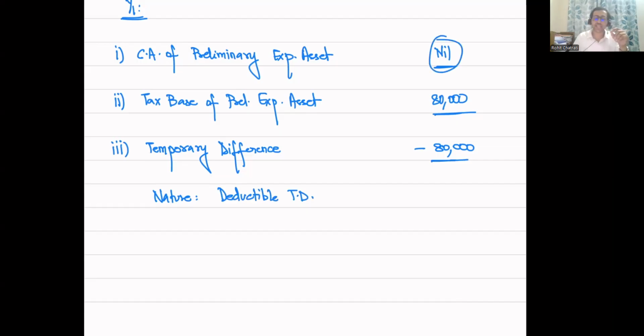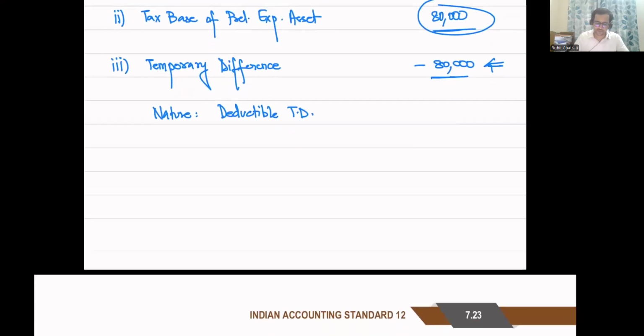I'm repeating, carrying amount of zero means that my future taxable income is going to be zero. Although my future taxable income is zero, I am going to be allowed a deduction of 80,000 against it. Therefore, I am going to have a net deduction of 80,000 in future, and this is going to be a deductible temporary difference.